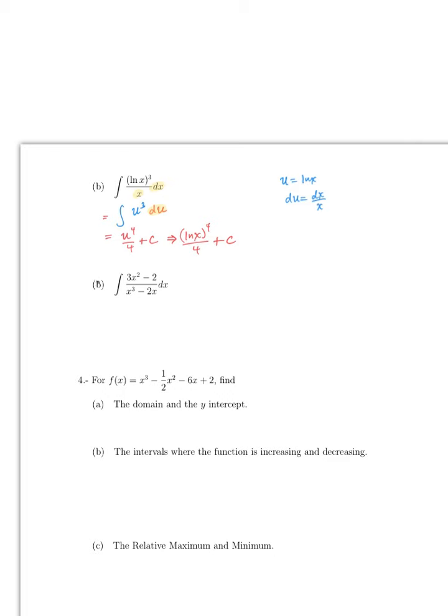For part c, notice that if you pick u to be x cubed minus 2x, the derivative is 3x squared minus 2 dx, which is exactly what you have on the top. So therefore, this is just the integral of du over u, which is the integral number 3. And this is ln u plus c, where u was equal to x cubed minus 2x, plus c, and that's it.